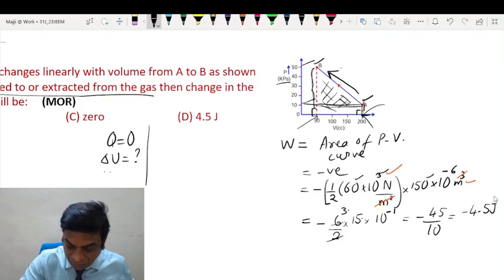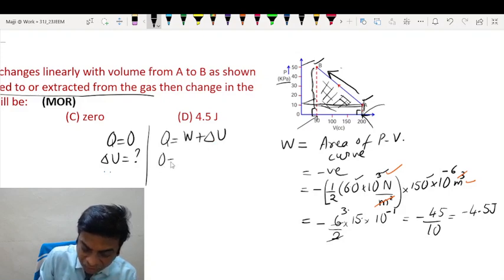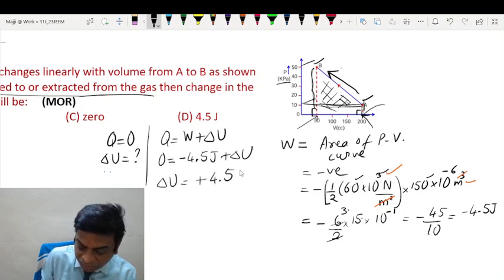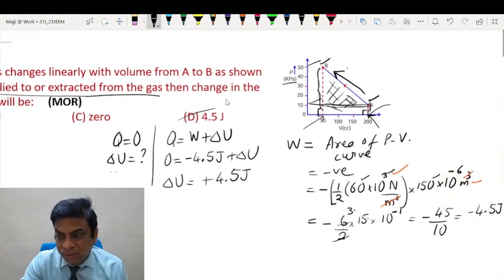Now, writing the first law of thermodynamics, we have Q equal to W plus delta U. So Q is 0, W we got as minus 4.5 joule, and we have to find the change in internal energy. So change in internal energy is plus 4.5 joule. Okay. So this is how you have to calculate.